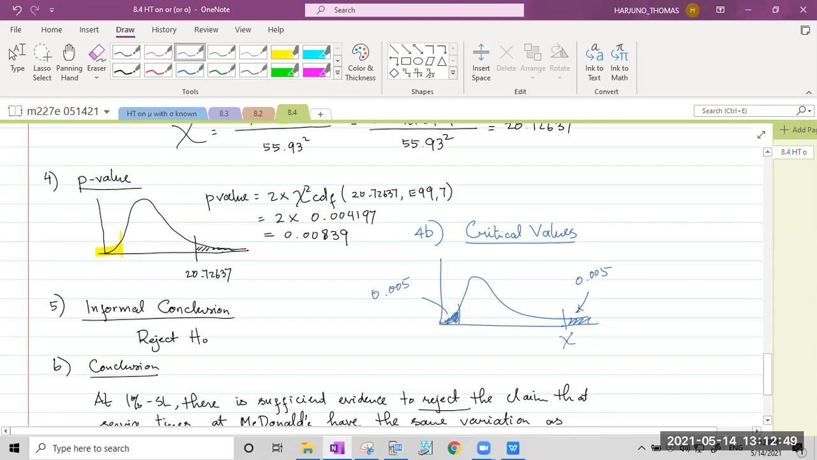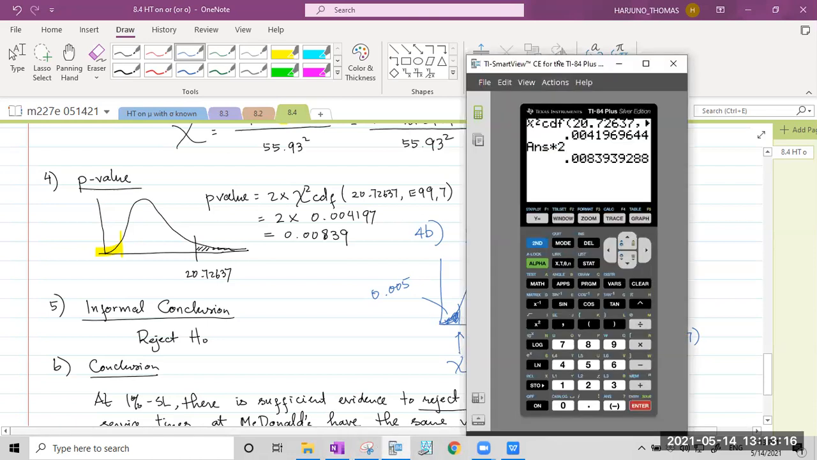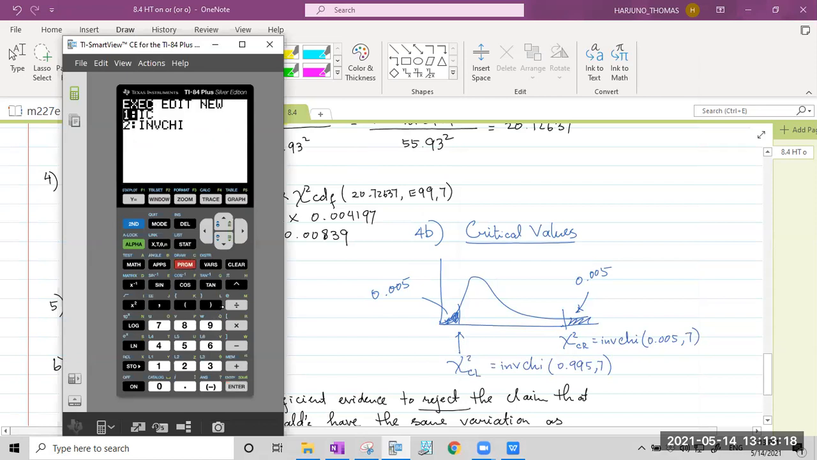So chi-square critical right will be inverse chi, area to the right 0.005, degree of freedom 7. Now, chi-square critical left is inverse chi, 0.995, degree of freedom 7.